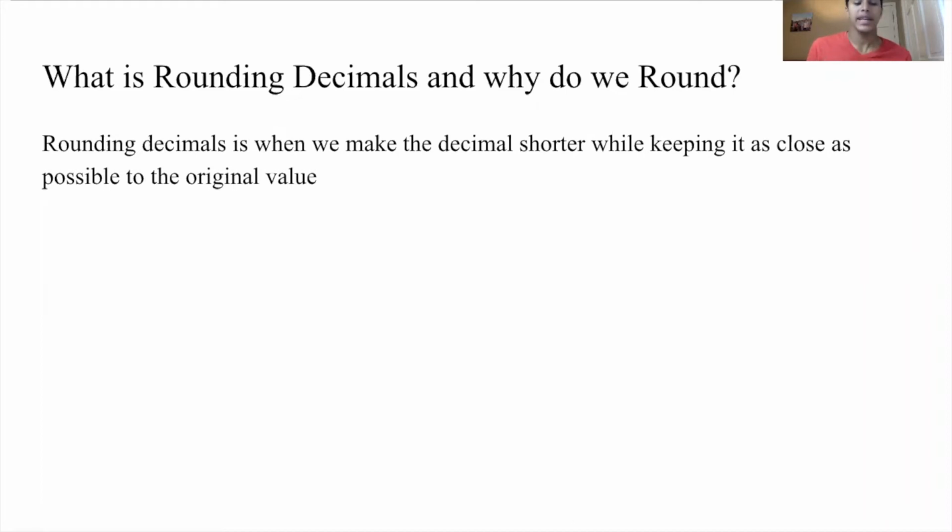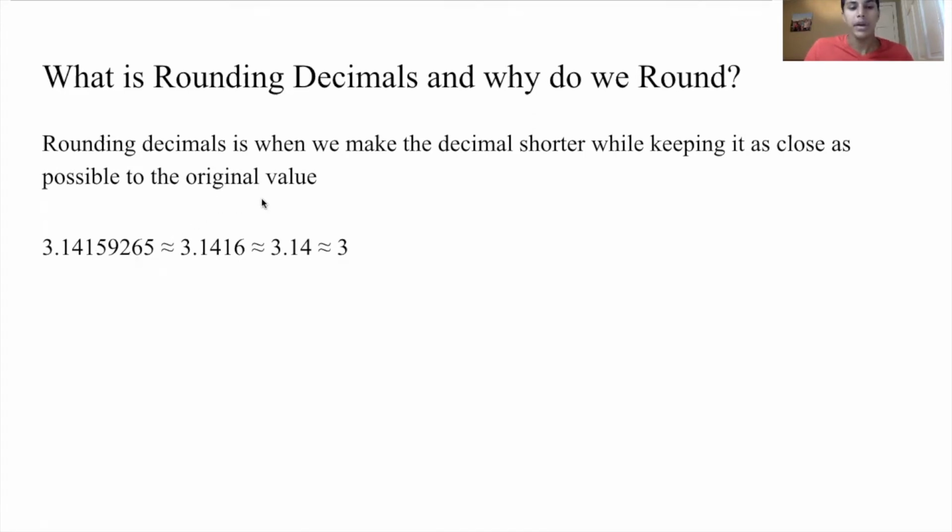Basically, rounding decimals is when we take a decimal and make it shorter while keeping it as close as possible to the original value of the longer decimal that we started with. An example is listed below, where we start with the decimal 3.14159265, and maybe we shorten it to 3.1416. Or we could round it even more to 3.14, or round it to a whole number such as 3. So we're shortening the decimal while keeping it super close to the original value. As you can see, 3.14 is quite close to 3.14 with all these other digits at the end.